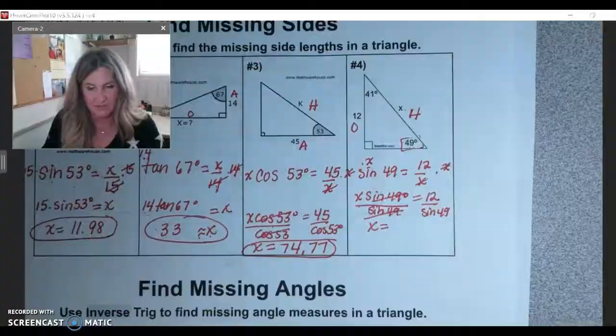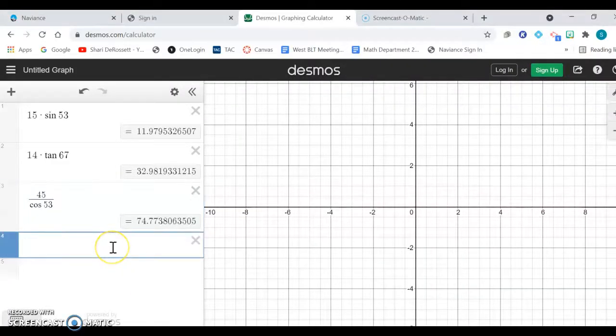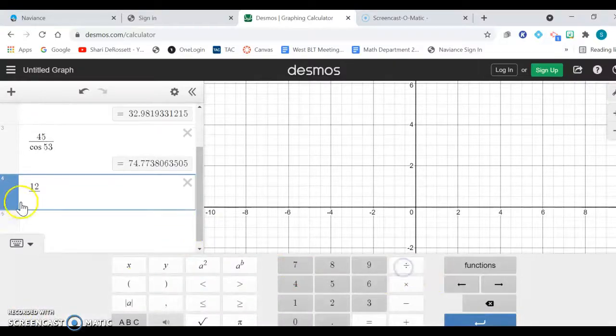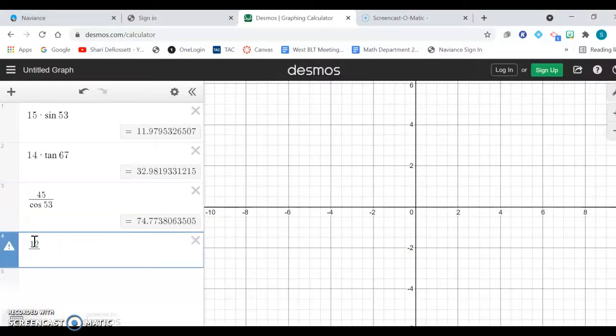Okay, let's go back to our Desmos. I almost think this is even faster. So I can do 12, and then I got to come here and do divided by, and I've got the sine of 49. And I'm going to round it to the nearest hundredths again. So I look at this hundredths place and I look at the number after it. If it's below 5, that number stays the same. So this would be 15.90.